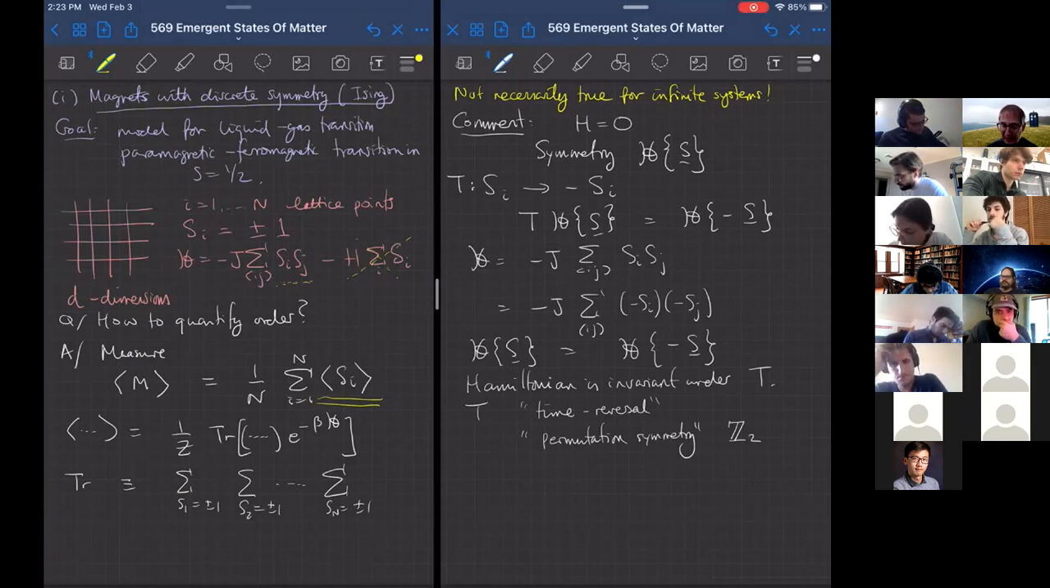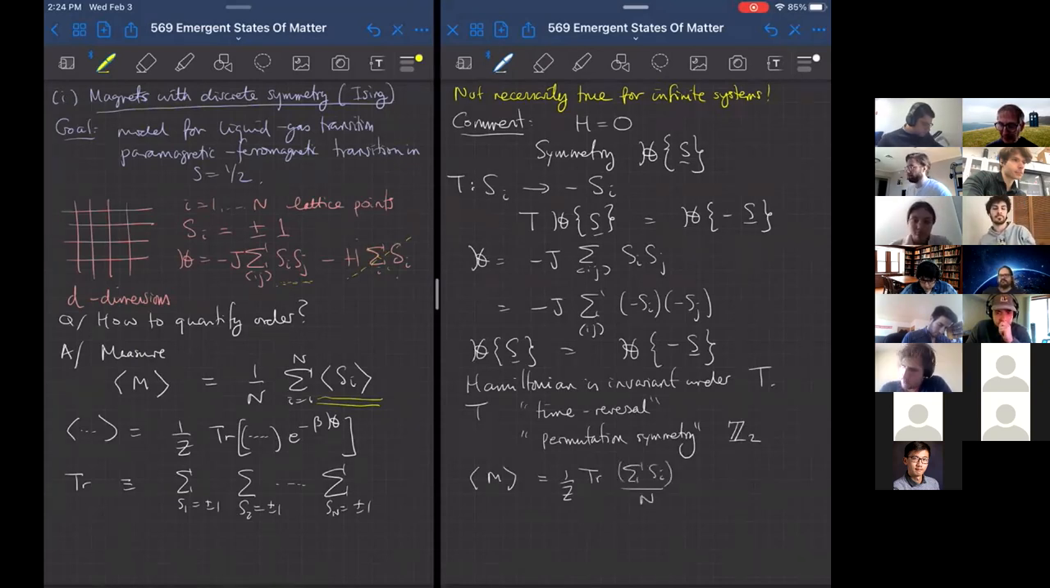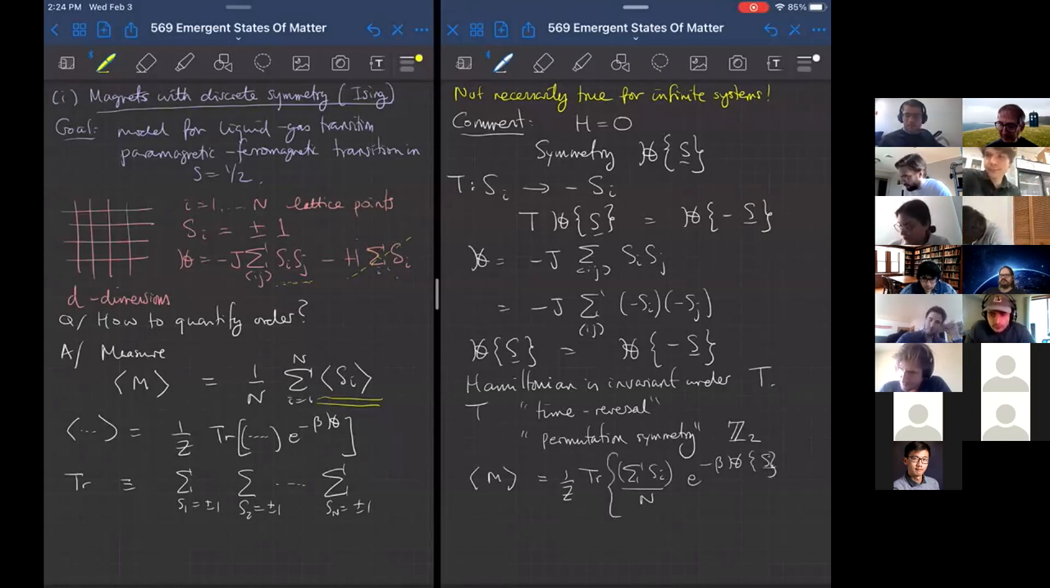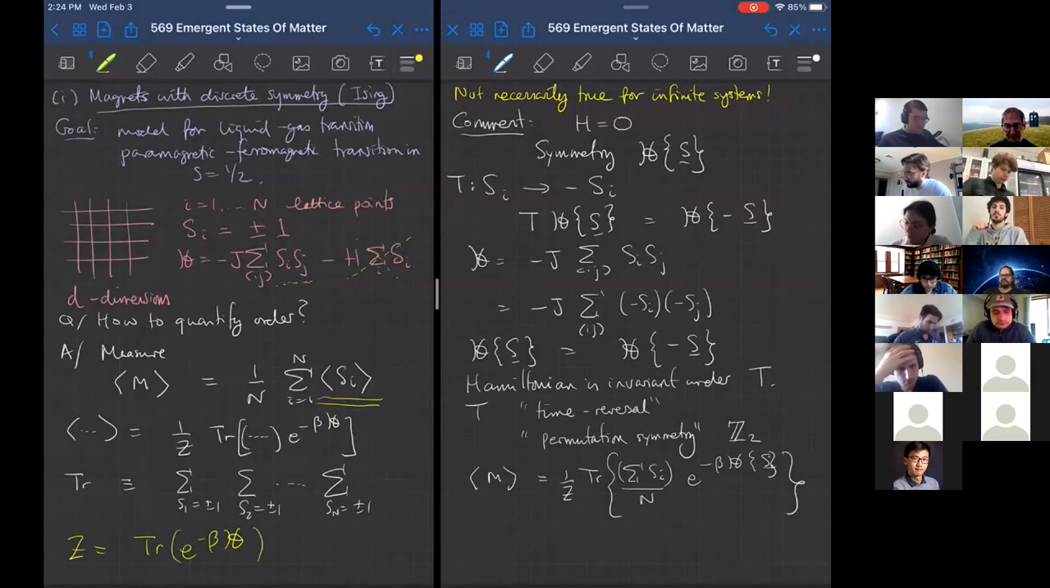And so when I compute the expectation value of M, that's 1 over the partition function, the trace of the sum over i of S_i, e to the minus beta H of all the spins like this. By the way, I didn't say this over here, but I should have done. Let me be clear. When I say Z, that just means the trace of the Boltzmann factor. That's just the normalization.